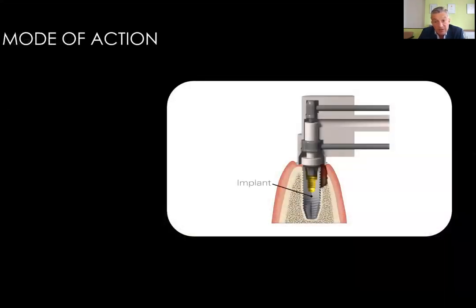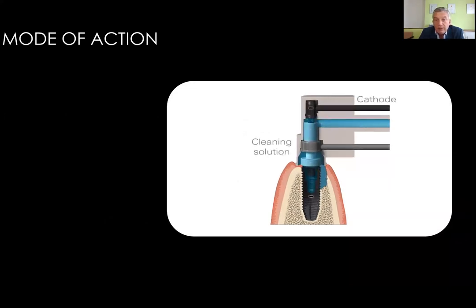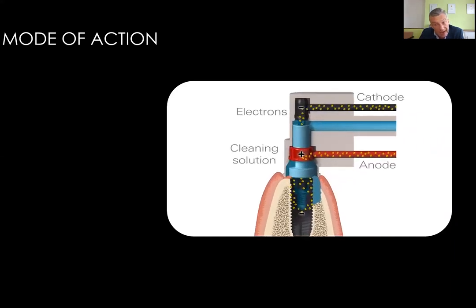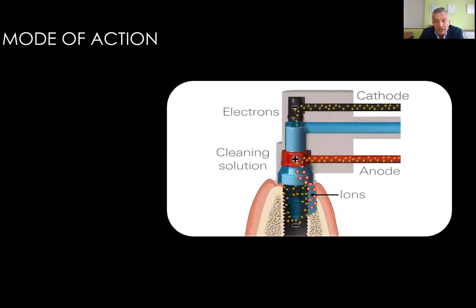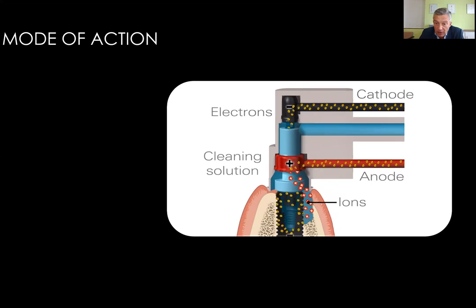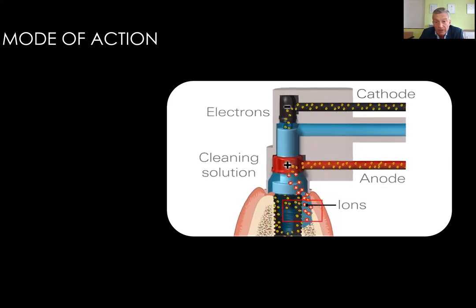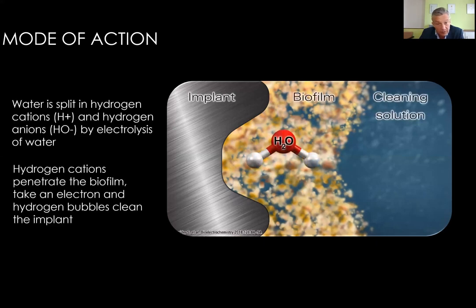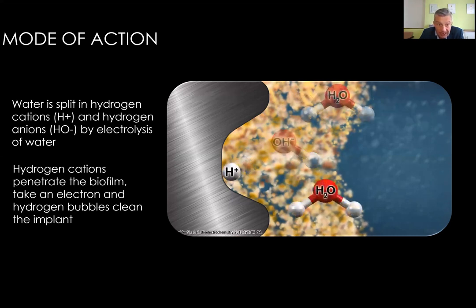This is an implant and the spray head of the device on top. With this spray head, you see this little gray metal thing which loads the implant negatively. Then we rinse the implant with an electrolyte, penetrating or passing the anode, and this causes a current between the negatively loaded implant and the positively loaded anode. And this current will cause a split of the water into hydrogen cations, so positively loaded ions, and hydrogen anions. The anions, we don't need them.